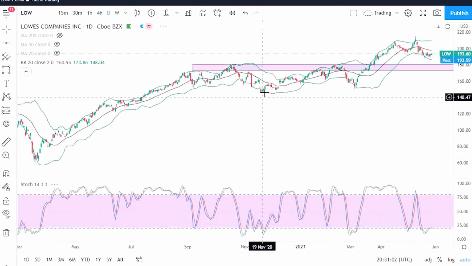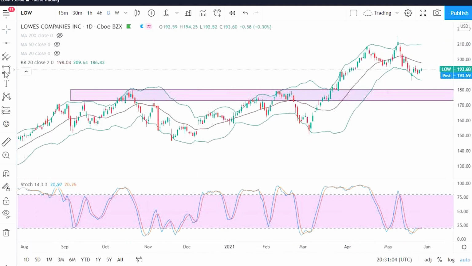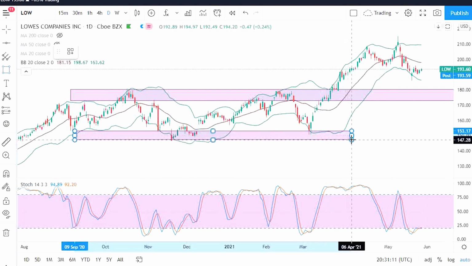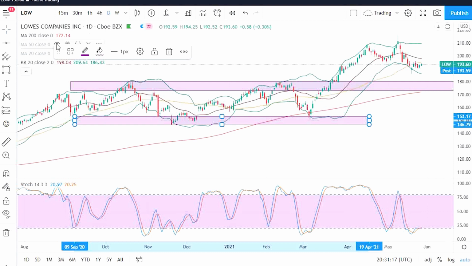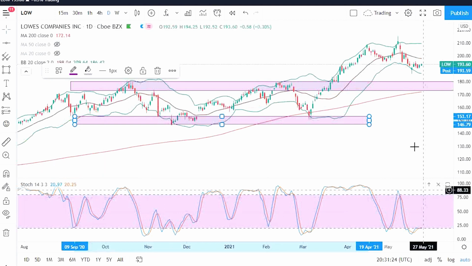All right, so let's see if we can find an entry here. I'll draw my zone from this little doji down to the bottom of those as the buy zone. I'm going to slap on some moving averages just to see. All right, we'll get rid of this one for this demonstration, this example.